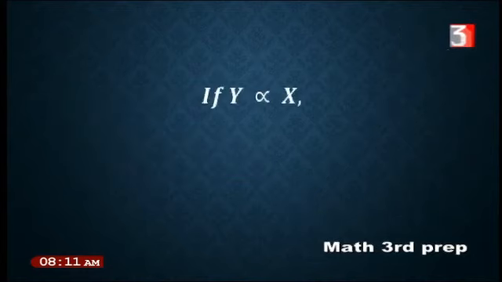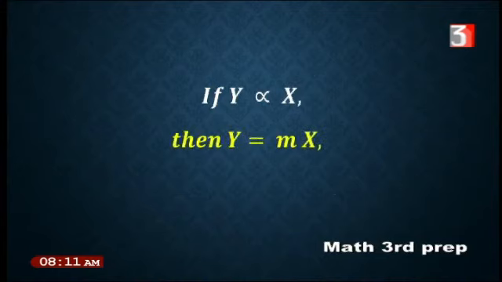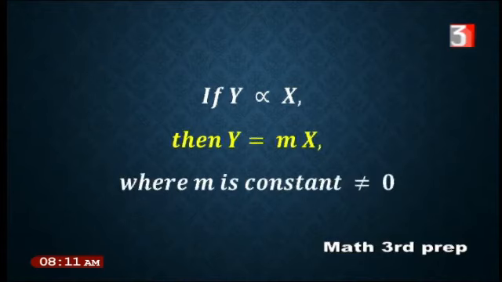If y varies with x, it means that there is a direct variation between y and x. Then we can say that y equals a constant, which is m, times x. So when you have a direct variation between y and x, you can change the varies form to equals a constant. So we can say that y equals mx, where m is a constant, and this constant is not equal to 0.